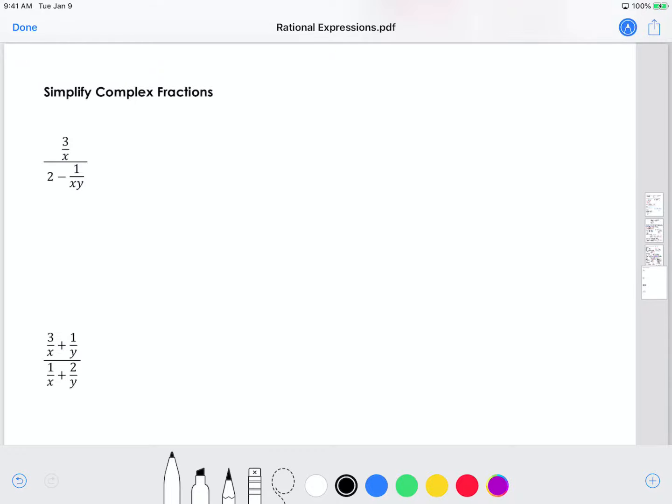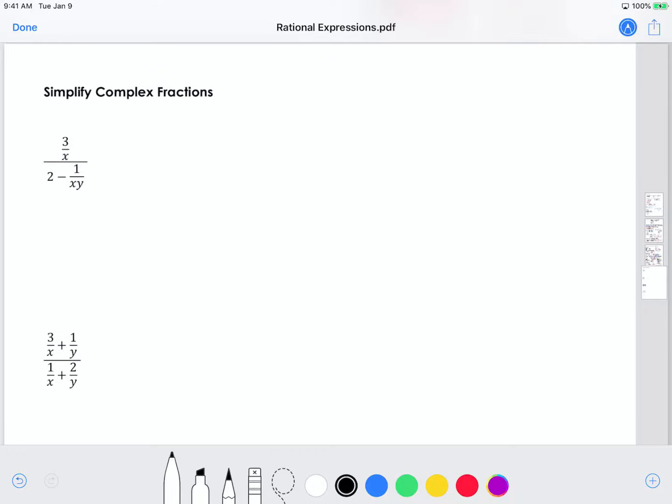Okay, the last topic in this lesson, we're going to talk about simplifying complex fractions. A complex fraction is when you have a fraction within a fraction. To simplify it, you want to find a common denominator of all the mini fractions within the big fraction and multiply the top and the bottom by that common denominator, and it will clear everything out and really simplify it.